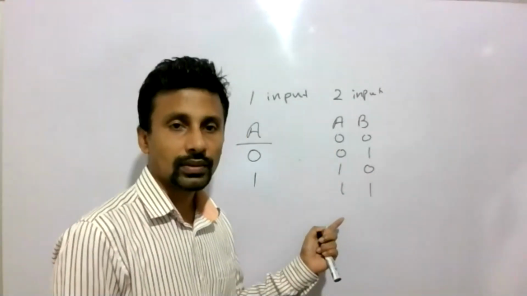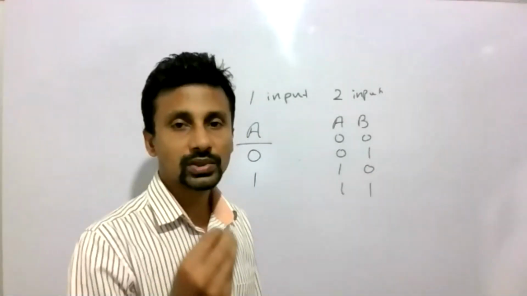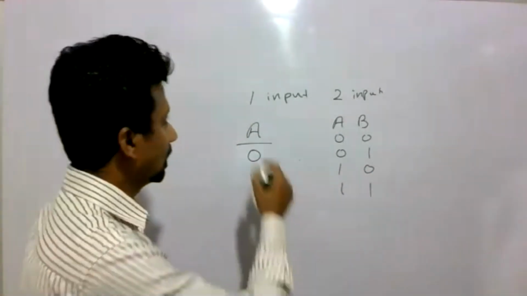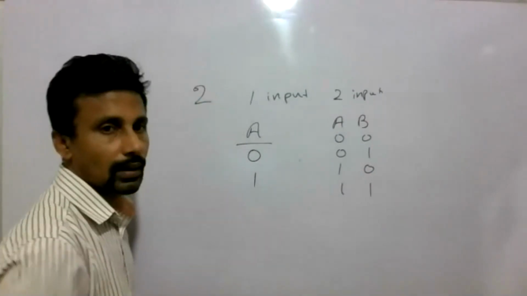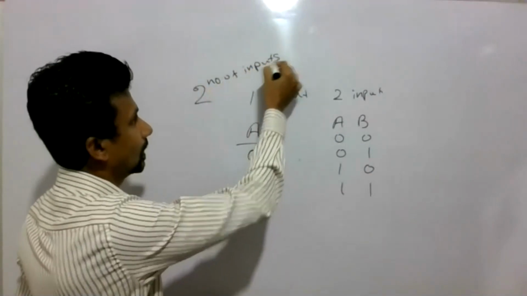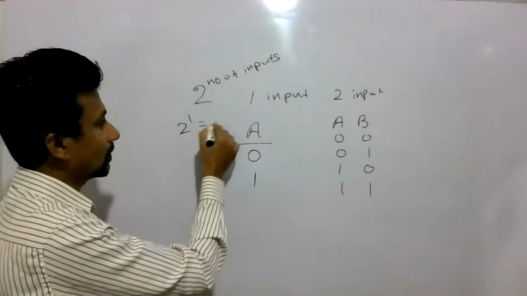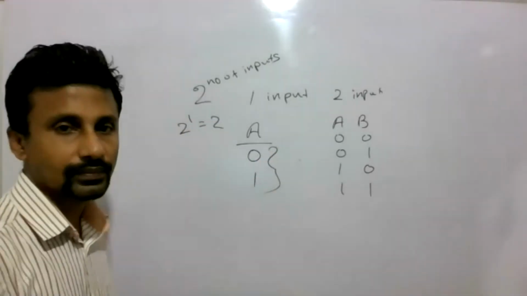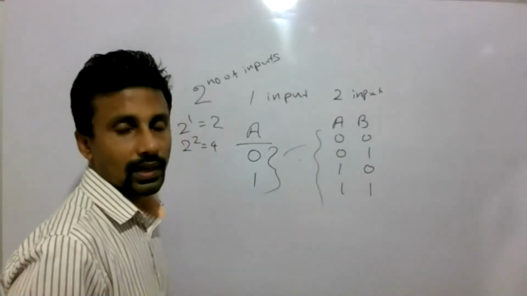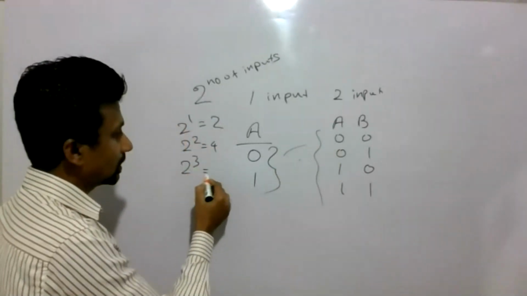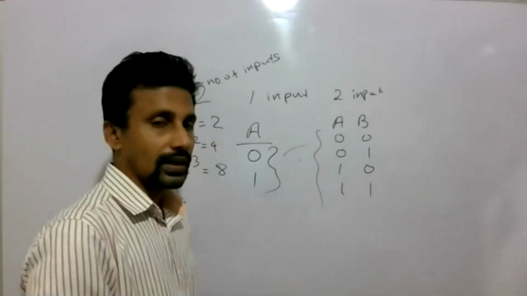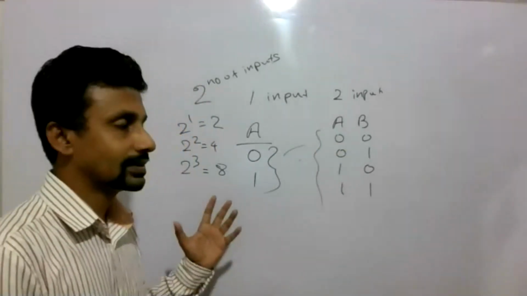How to find it out? If you know how many inputs there are, you can find out how many patterns there are very easily by using 2 to the power of the number of inputs. If it is one input, 2 to the power 1 equals 2, so 2 patterns. If you have 2 inputs, 2 to the power 2 gives 4 patterns. If you get 3 inputs, 2 to the power 3 gives 8 patterns. All these input patterns should be different and unique. So this is the basic thing.